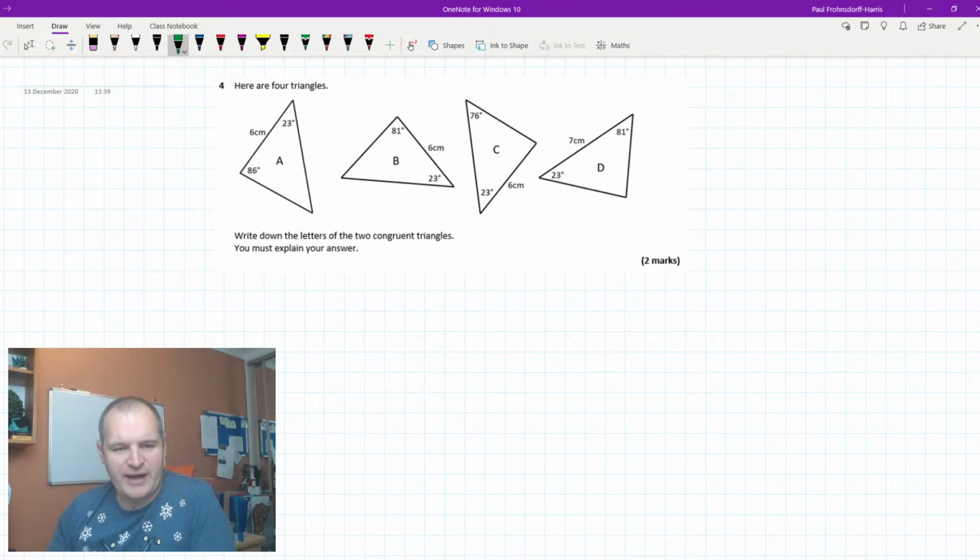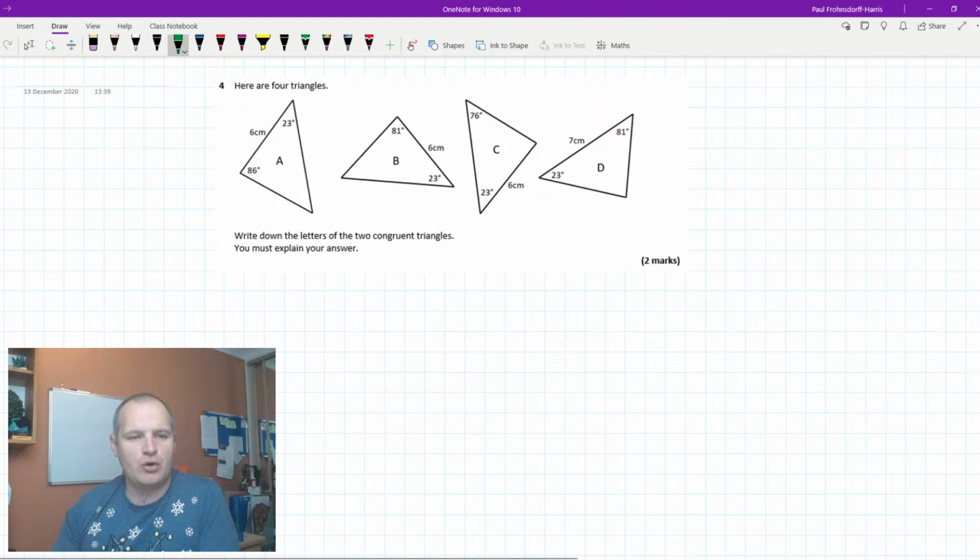Here are 4 triangles. Write down the letters of the 2 congruent ones. Now we know congruent means they are identical. So we need to know, first of all, the angles. So I'm going to do some quick calculations. Now you can do this the long way. I am going to work out that adds to 109, so that's 71.